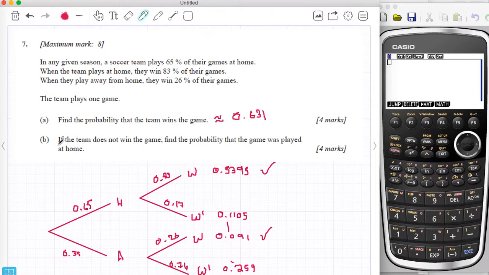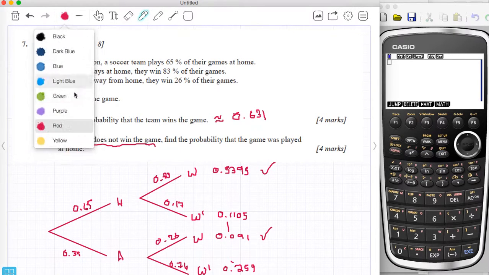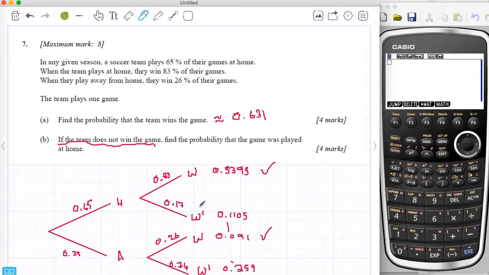Now if the team does not win a game, so I know they haven't won a game. So I'm going to say, I know they haven't won a game, so this thing here never happened. This thing here never happened. They didn't win a game, so only these have happened. And this is going to go on the bottom of my fraction, because these are the only things that can happen now. 0.1105 and 0.259.